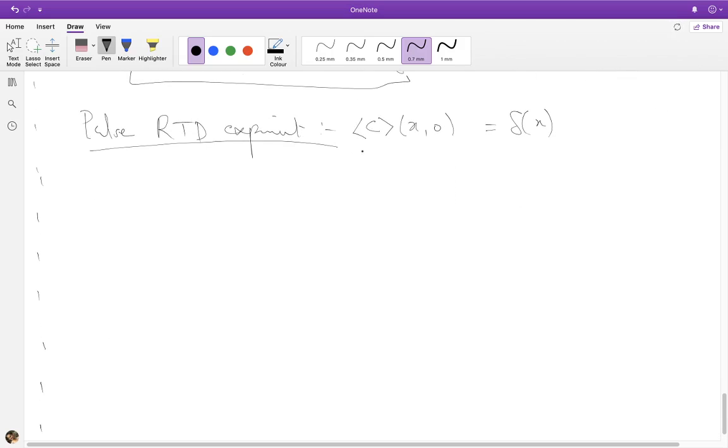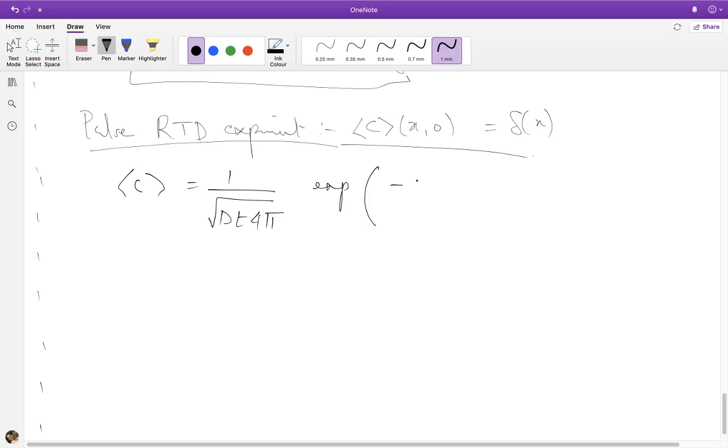Okay, so for the pulse experiment, I would have the following exact solution if I start with a Dirac delta function. It is, like I said, the fundamental solution to the diffusion equation. It is going to be essentially 1 over the square root of 4 pi Dt, times the exponential of minus zeta squared upon 4 Dt.